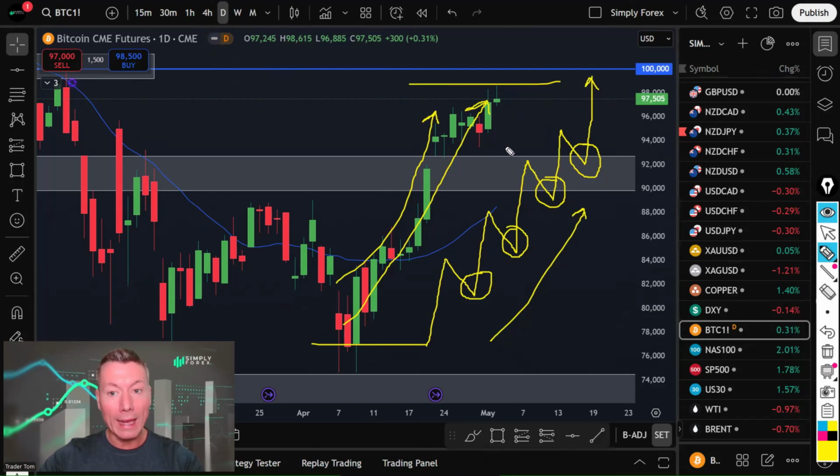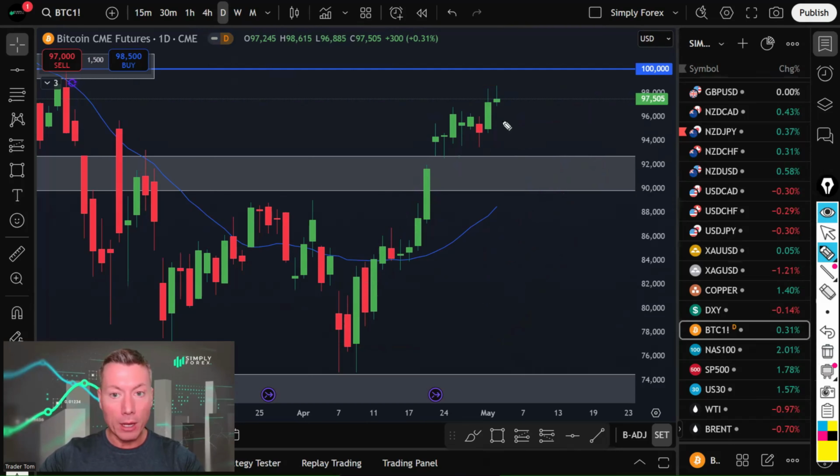Now, that's the problem we have with Bitcoin. So for me, I would like to see a retrace potentially back into this area of support. Moving average 20 catches up. Then I think you've got a nice Bitcoin buy area in here. All right, so we'll keep an eye on that during the week as well.